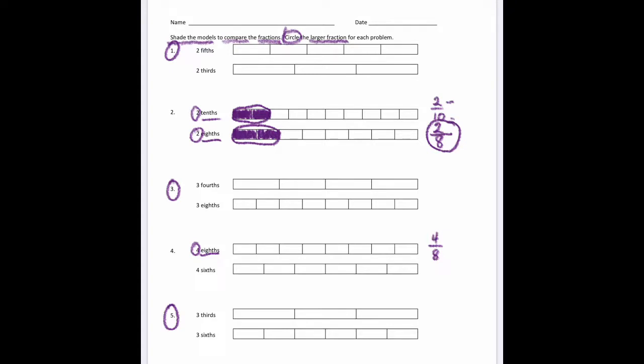Now let's go to 4/8. That means there's 8 parts and 4 are shaded. 1, 2, 3, 4.